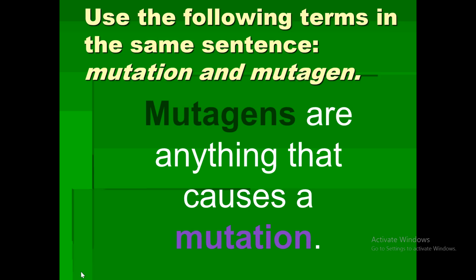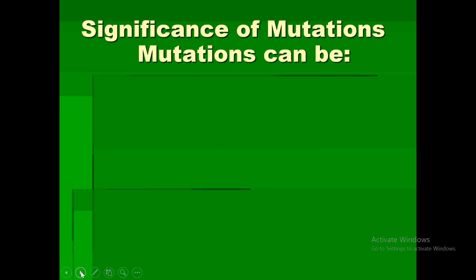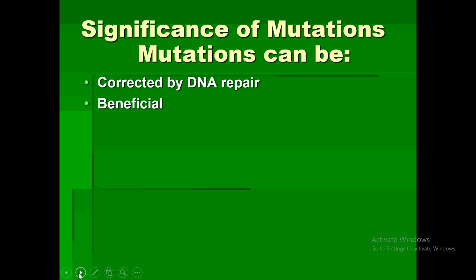Significance of mutations. We want to understand why this is important: knowing what mutations are, how they happen. Some mutations can be corrected by DNA repair, meaning DNA automatically kicks in and says, I got it, don't worry about it, you'll never know about it, I fixed it. Mutations can be beneficial. They're not all harmful. One type of beneficial mutation is some people develop a change in their DNA which causes them to be immune to HIV. That's a benefit. It doesn't happen with all society, but that's a benefit.